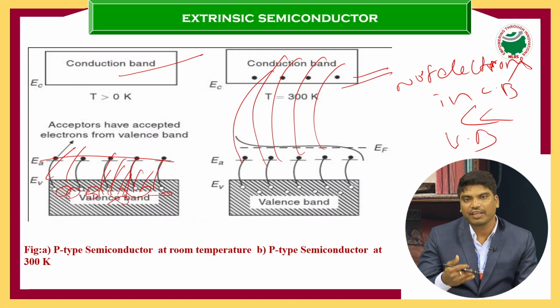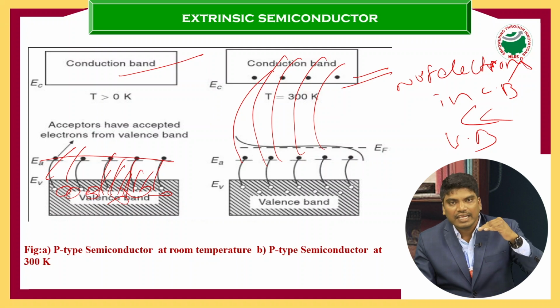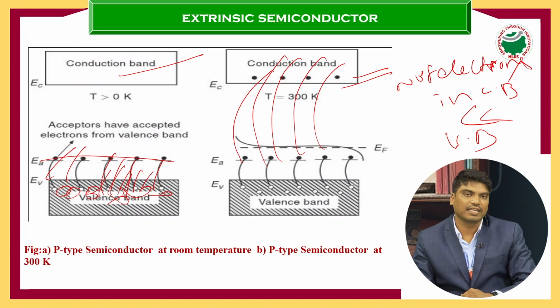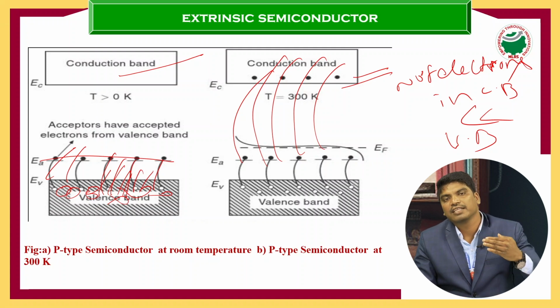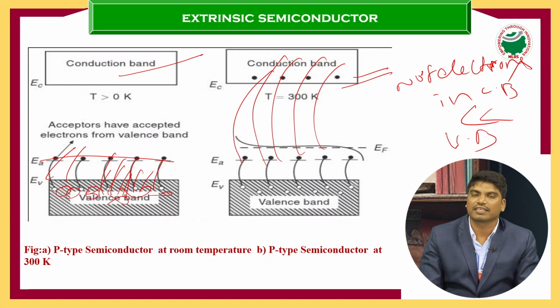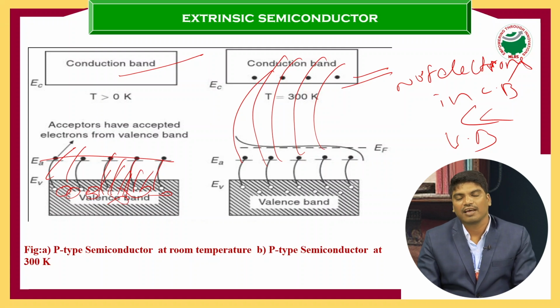So if we increase the temperature, the electrons in the valency band initially jump into the acceptor energy level. Only after gaining much more energy will they move to the conduction band. Hence, the majority charge carriers in P-type semiconductors are holes and the minority charge carriers are electrons.